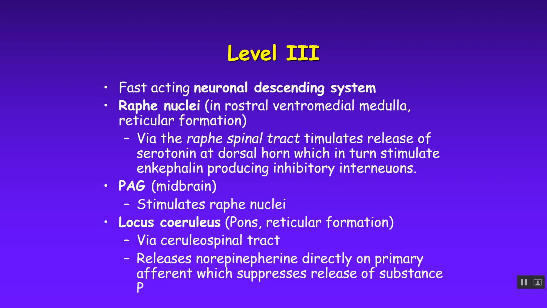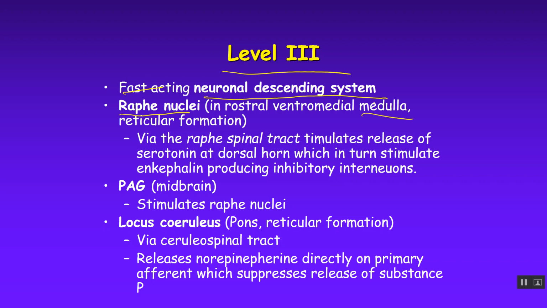Level 3 is called the fast-acting neuronal descending system. These are axons descending from some higher level down to the dorsal horns, typically down to the spinal cord. They're from one of a couple of areas. One is called the raphe nuclei. Don't worry about the rostral ventral medial medulla reticular formation. Just know raphe nuclei.